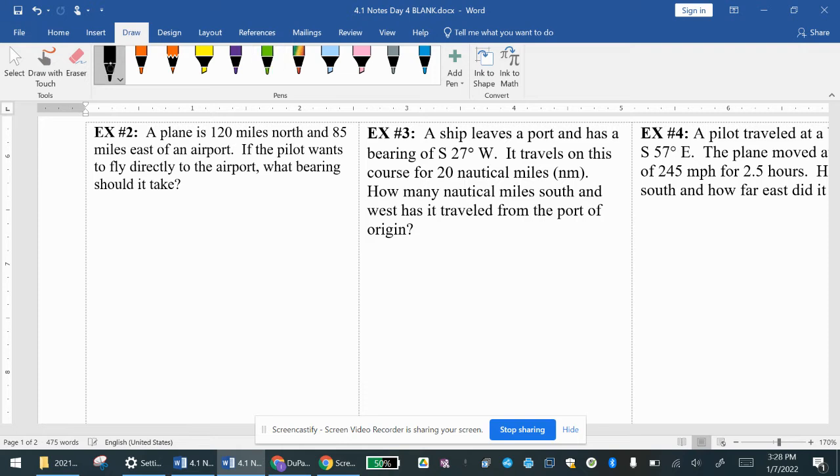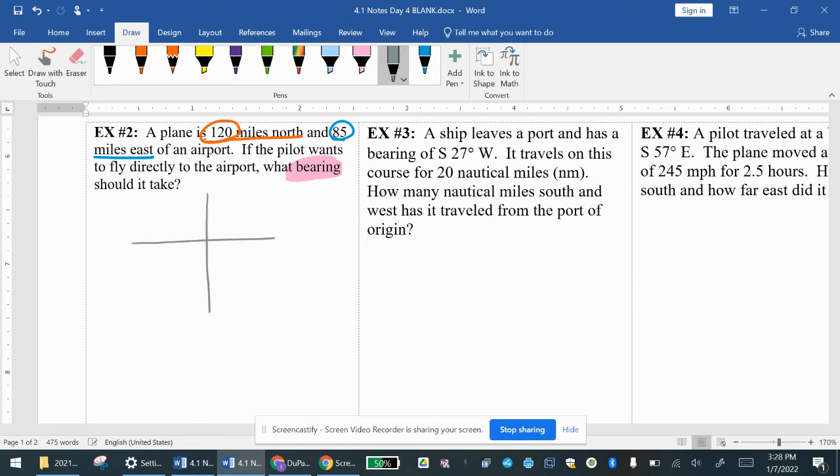All right, for this first example, we're talking about a plane that is 120 miles north and 85 miles east of an airport. They are asking me what bearing that plane needs to take to land or to get to the airport. So the plane is the one that is going to have to get to the airport.